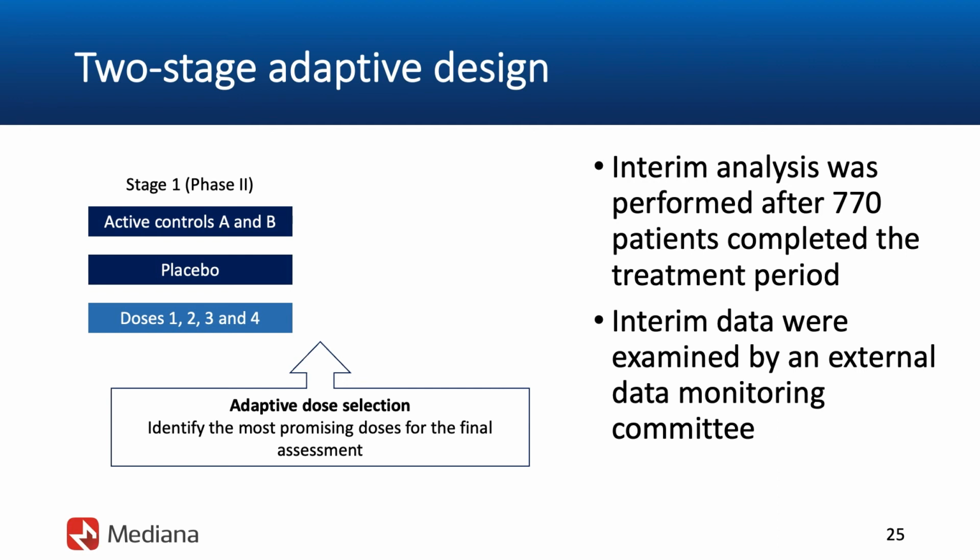The interim analysis was performed after 770 patients completed the treatment period, and the interim analysis data, just like in any other ultimately confirmatory adaptive trials, were examined by an external data monitoring committee. And the goal, once again, was to identify the 2 best, most promising doses for the final assessment.